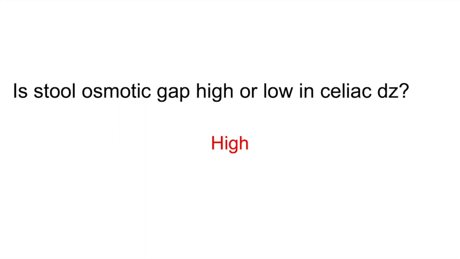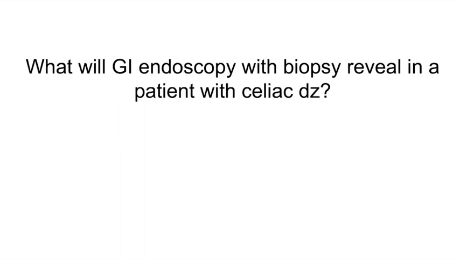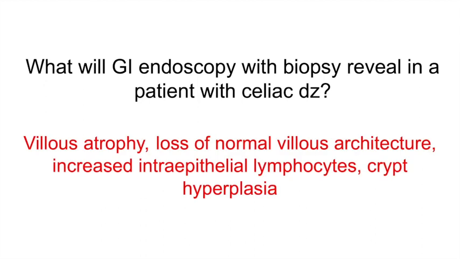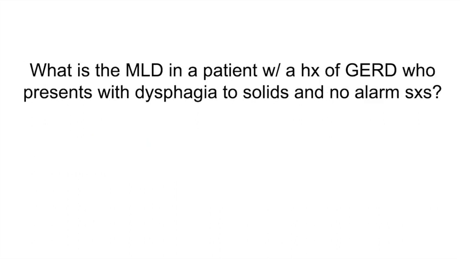What will GI endoscopy with biopsy reveal in a patient with celiac disease? Villus atrophy, loss of normal villus architecture, increased intraepithelial lymphocytes, crypt hyperplasia. What is the most likely diagnosis in a patient with a history of GERD who presents with dysphagia to solids and no alarm symptoms? Esophageal strictures.